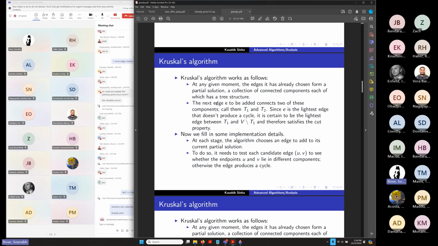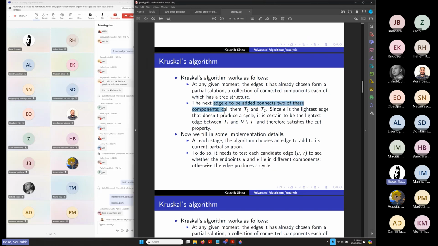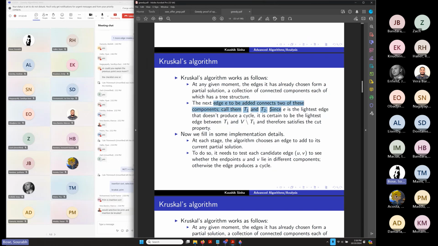So the next edge E to be added connects two of these components. Let's call them T1 and T2.